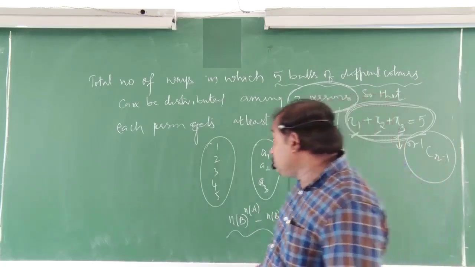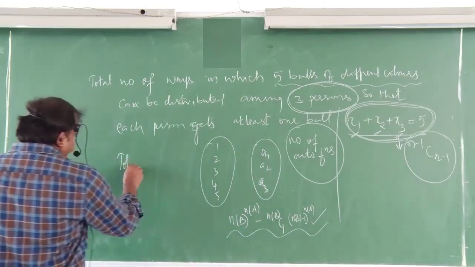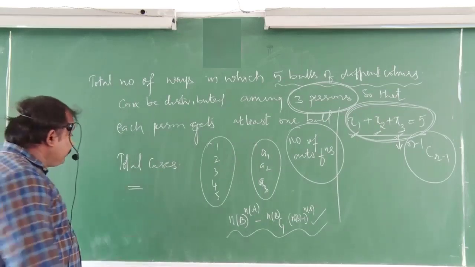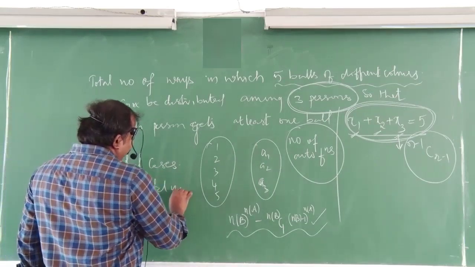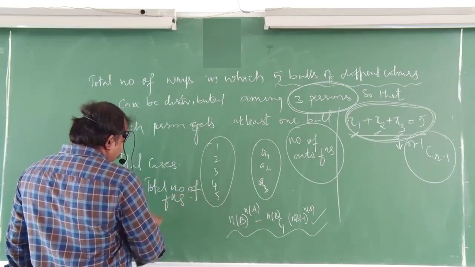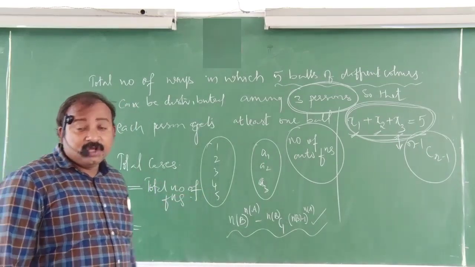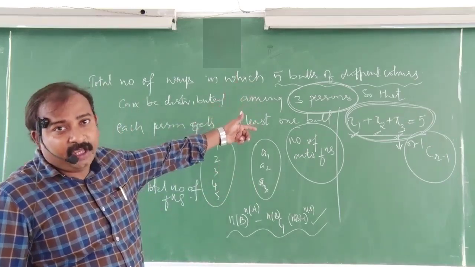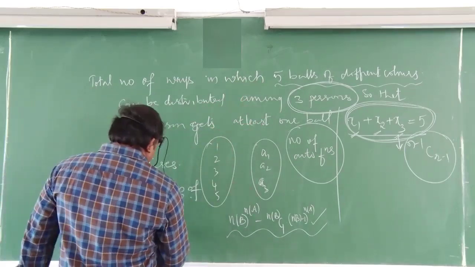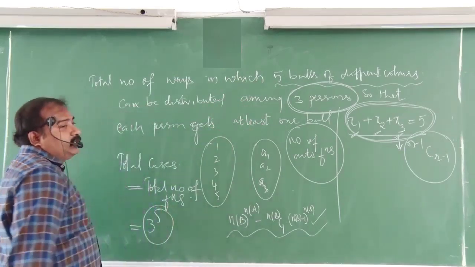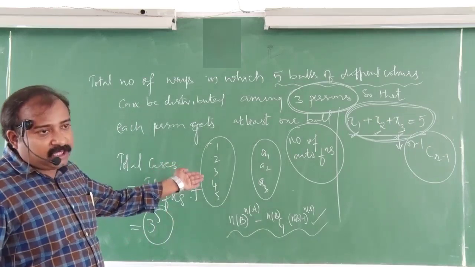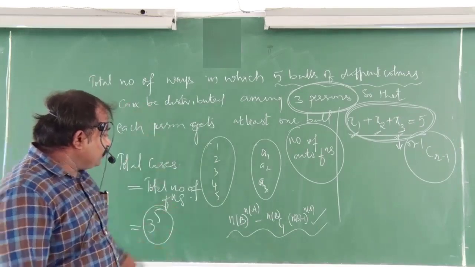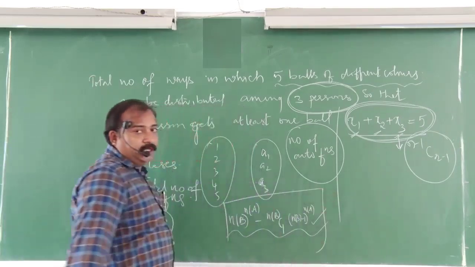Then what are the total cases here? If they ask for probability, then the total cases are nothing but the total number of functions. How can you find the total number of functions? The formula for the total number of functions is n(B) to the power n(A). So here the total functions are given by 3 power 5. Therefore, if they ask for probability, it is this value divided by this value. If they simply ask for the number of ways, it means this value only.